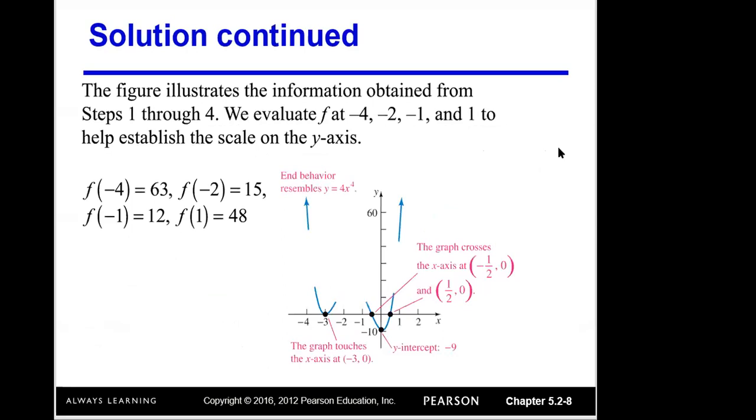The figure illustrates the information obtained from steps 1 through 4. So you can see that, let me get a bright pink color here. It crosses at negative 3, negative 1/2, positive 1/2, and it said it would touch, it's touching at the negative 3, so it's coming down, it touches it and then goes back up again. That's touching. But then over here at negative 1/2 to the left of that point, it's in quadrant 2.